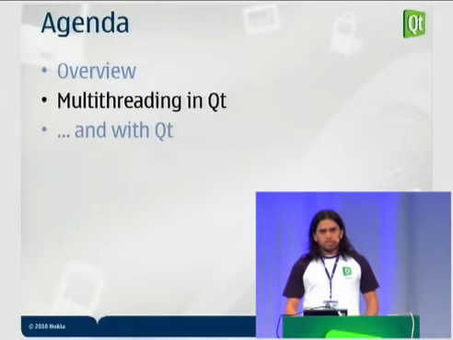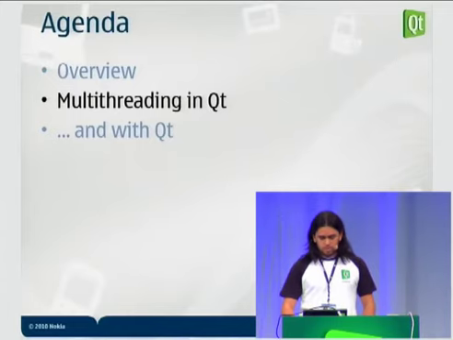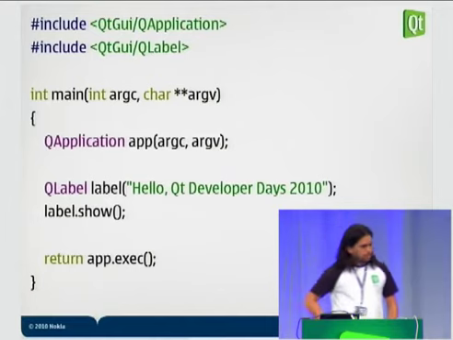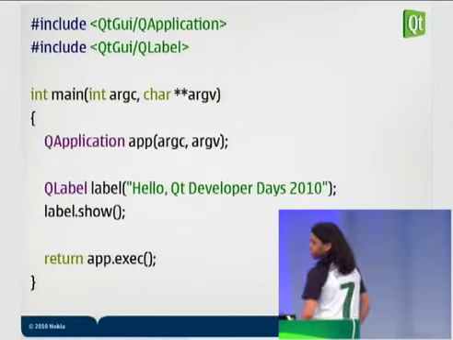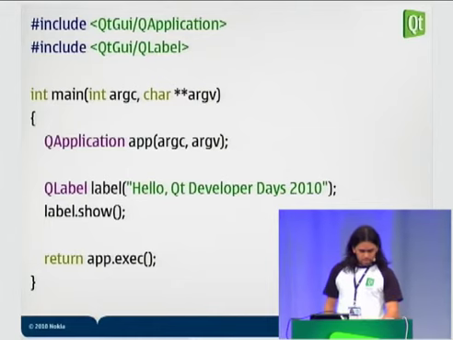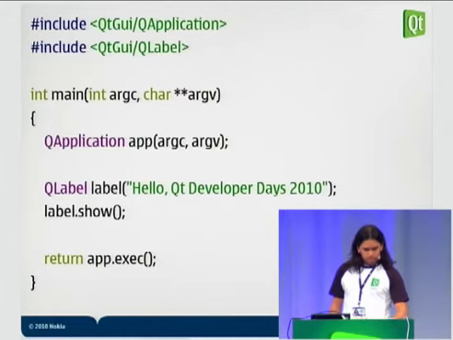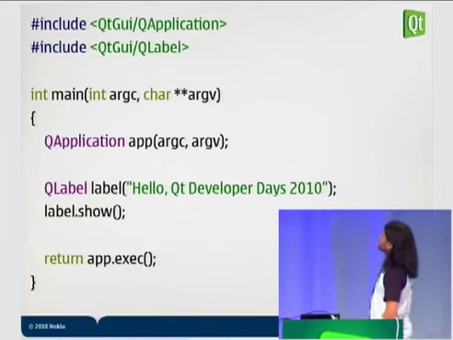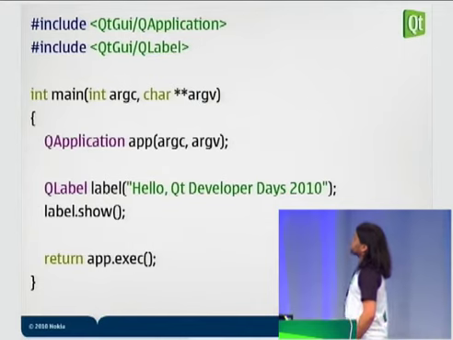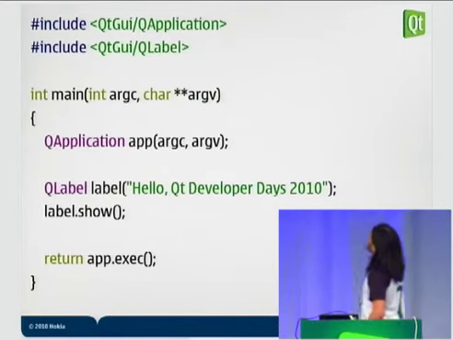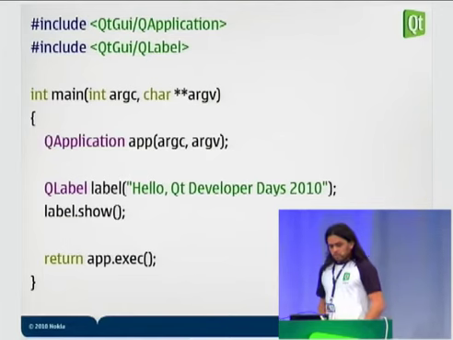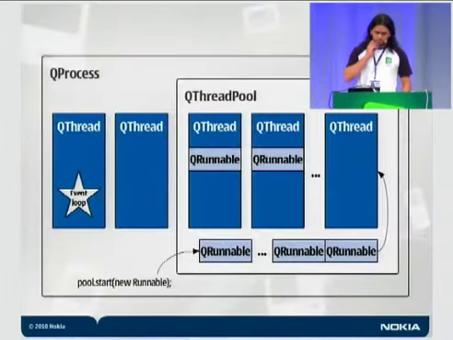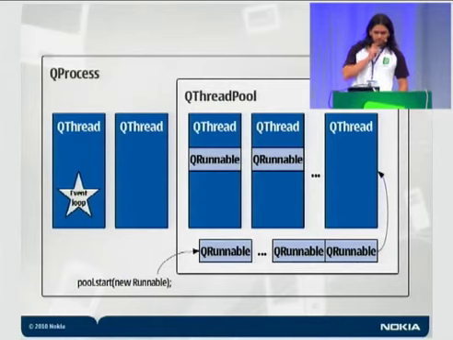So let's look at what we have in Qt to support multiple threading. This is just a very simple hello world, also to say hi to you guys. I'm not going to run it. This is a single-threaded application, unless something else happens. But how do you turn this into a multiple-threaded application? Or no, let's leave that for later.